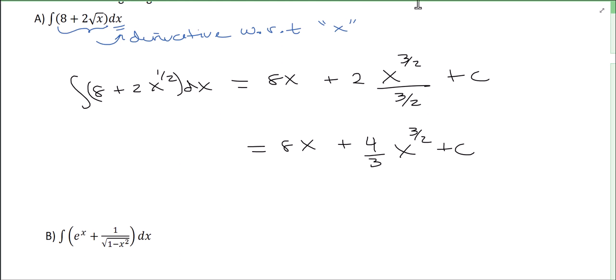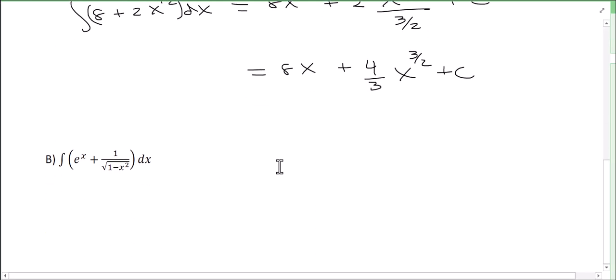Our next example, let's look at this. Part B, e to the x plus 1 over the square root of 1 minus x squared. Hopefully we recognize these as some antiderivatives already. If you don't, it might be worthwhile to go back and look at the table of derivatives so that we can recognize this as the derivative of something.